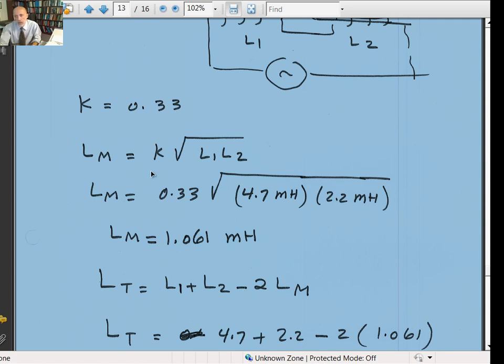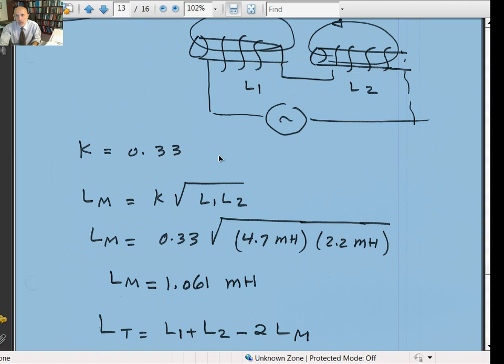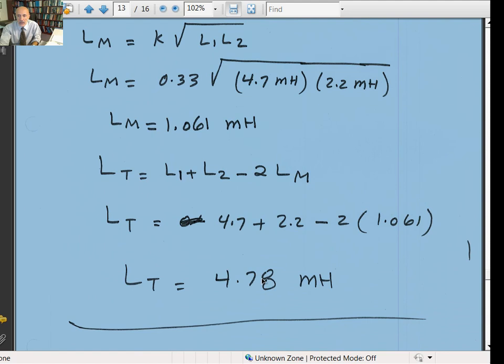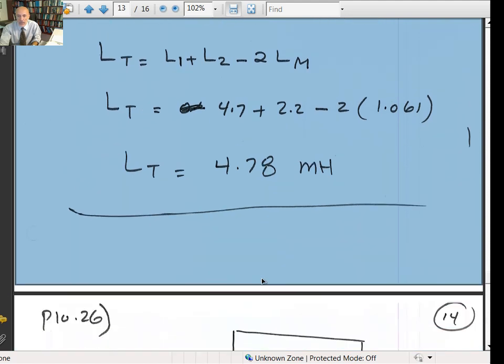So all you have to do is determine the coupling coefficient. This coupling coefficient k determines what percentage of one coil's flux goes to the second coil. That means that 33% of the flux generated in one is actually going to the second coil and vice versa. So that gives you 4.78 millihenry. So those are the few problems that are straightforward calculating the inductances.